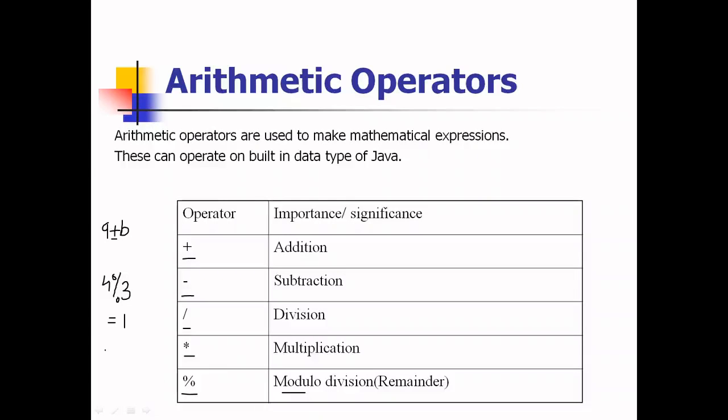If I perform a modulo operation, say 4 modulus of 2, the remainder here is 0, because 2 completely divides 4, so there is no remainder, that is why it is 0. In case of 4 modulo 3, 3 cannot completely divide 4, that is why the remainder here is 1. Okay, that is about arithmetic operators.